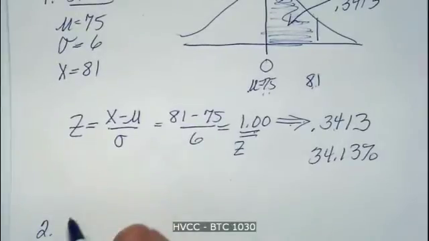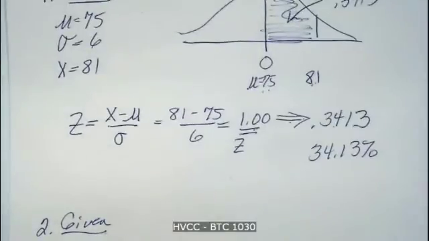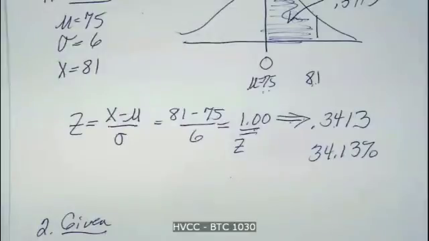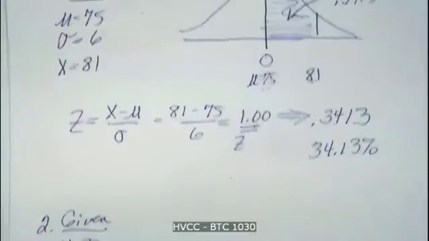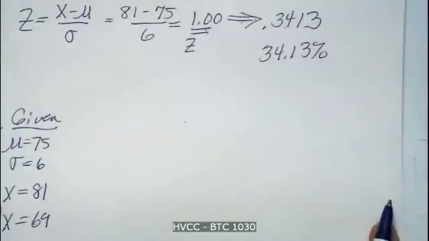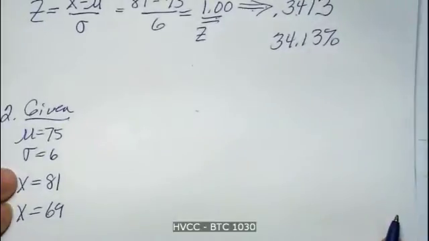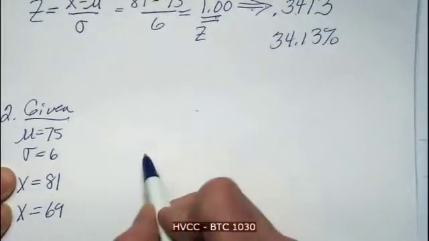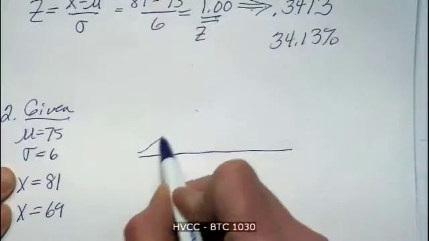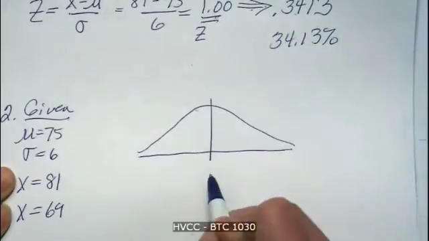Again, the givens. What percent of the factory workers can assemble a part between 69 and 81? Well, again, given mu is 75, standard deviation is 6, this time I have an x of 81 and an x of 69. When I have two x's, you are going to have to calculate two z's. But our next step is to draw the curve.